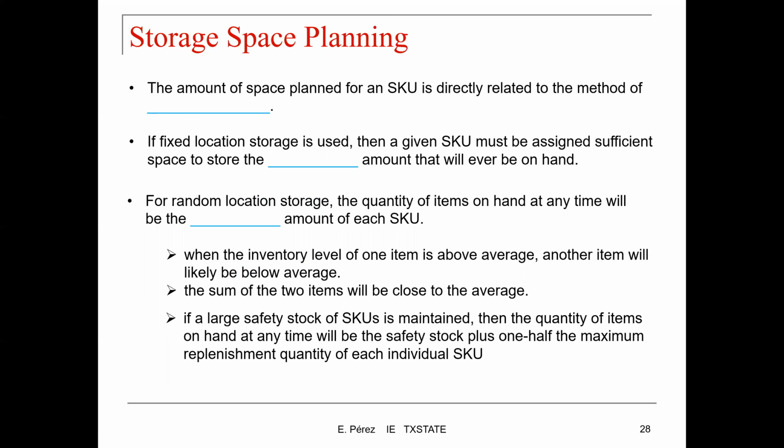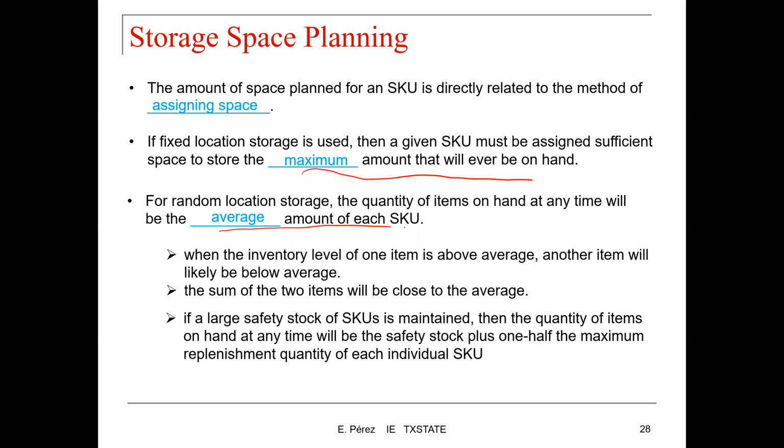The amount of space planned for an SKU is directly related to the method of assigning space. If fixed location storage is used, then a given SKU must be assigned sufficient space to store the maximum amount that will ever be on hand. And that's very important: the maximum amount that will ever be on hand. So in the fixed location, you're basically making sure that if you get a large order, you are able to put it in that fixed location.